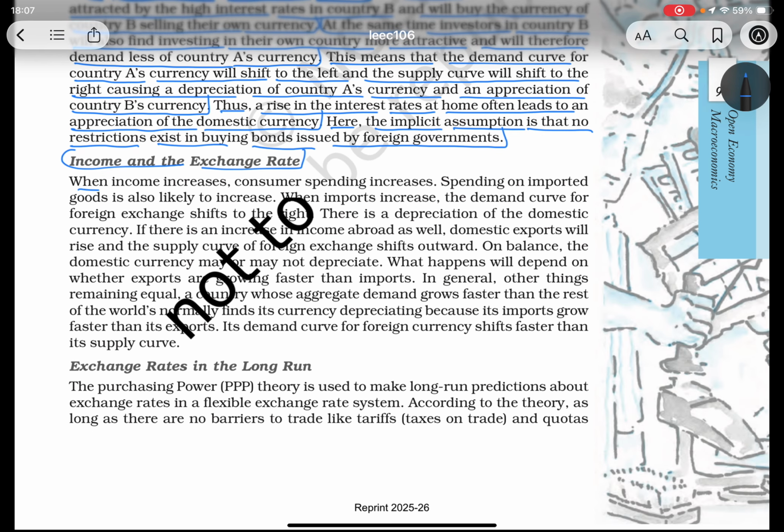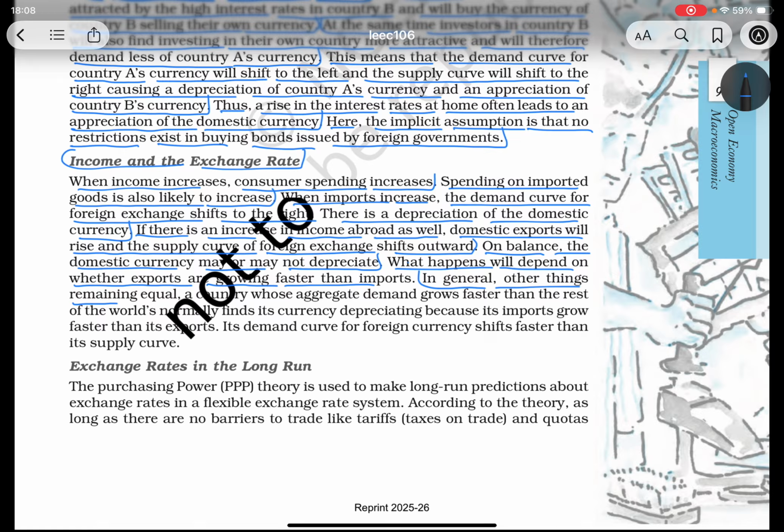Income and the exchange rate. When income increases, consumer spending increases. Spending on imported goods is also likely to increase. When imports increase, the demand curve for foreign exchange shifts to the right. There is a depreciation of the domestic currency. If there is an increase in income abroad as well, domestic exports will rise and the supply curve of foreign exchange shifts outward. On balance, the domestic currency may or may not depreciate. What happens will depend on whether exports are growing faster than imports.